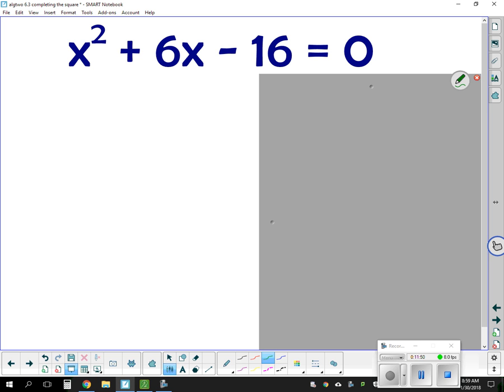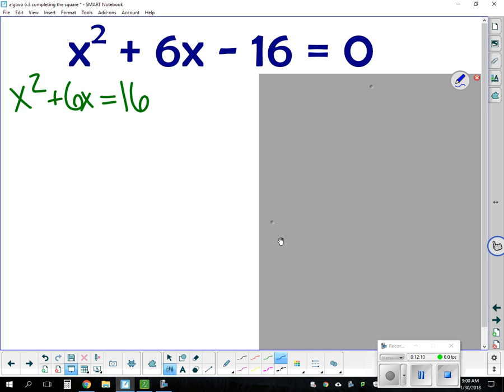What should we do first? Good. We want to get just the quadratic and linear terms on one side. So that means we're adding 16 on both sides. Now we're equal to 16.